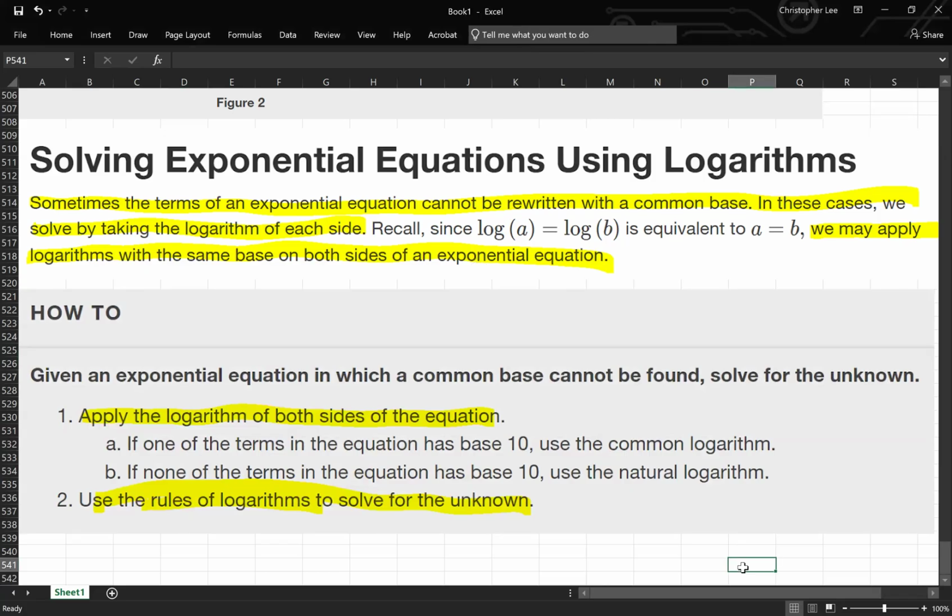So this is a little how-to. So given an exponential equation in which a common base cannot be found, right? This is how you solve for the unknown. Step one, apply the logarithm to both sides of the equation. After that, if one of the terms in the equation has base 10, use the common logarithm. If one of the terms in the equation has the e, that should be an e, not a 10, then use a natural logarithm. All right? Not so bad. After that, use the rules of logarithm to solve for your unknown. That's it.